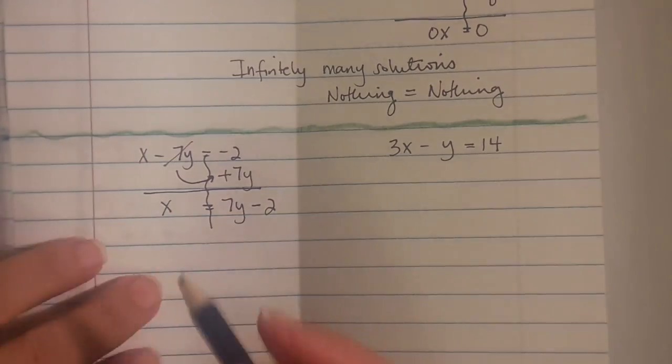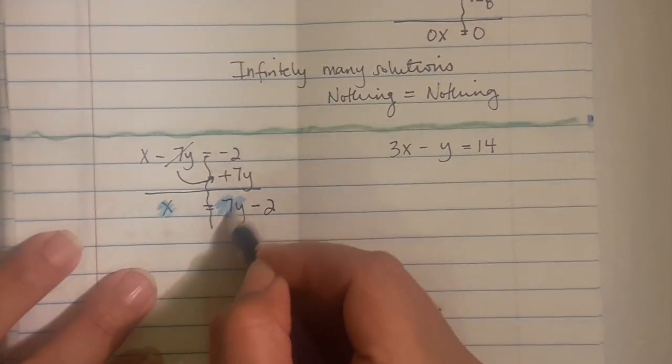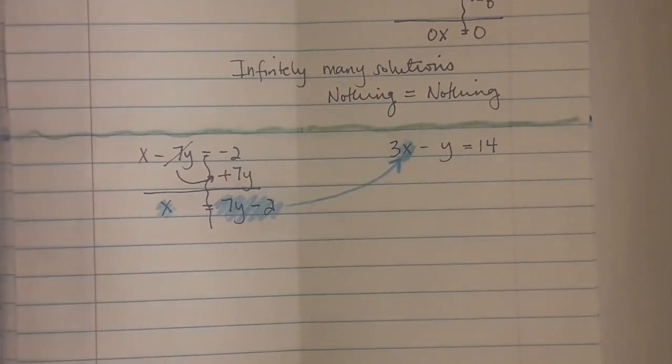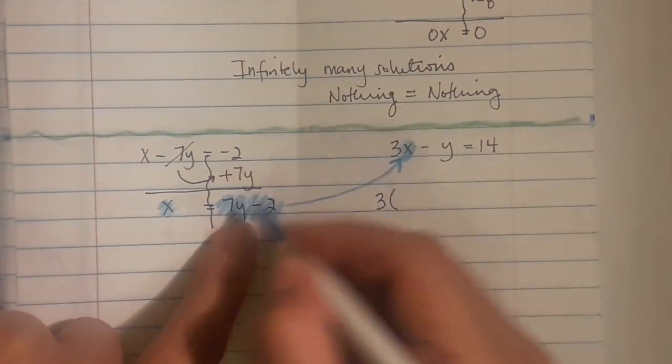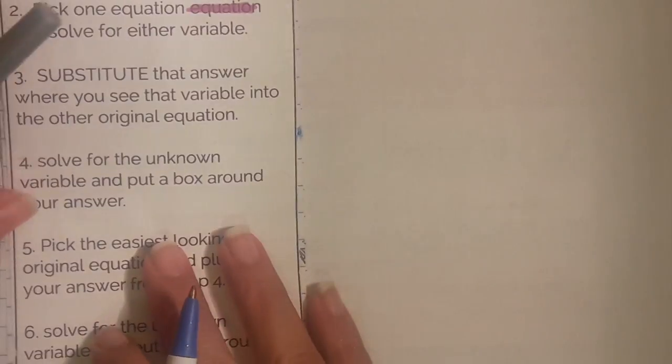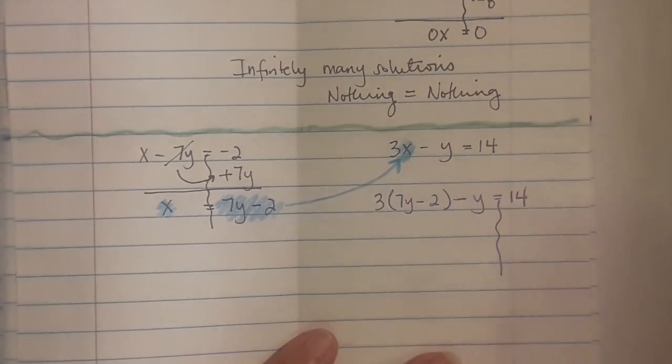So I'm just going to color it in so that you know what I'm taking. And in the other one, I see it there. So that's where I'm going to put it. So rewrite it: 3 times now the x, which is 7y minus 2, minus y equals 14. Solve for the unknown and box it.